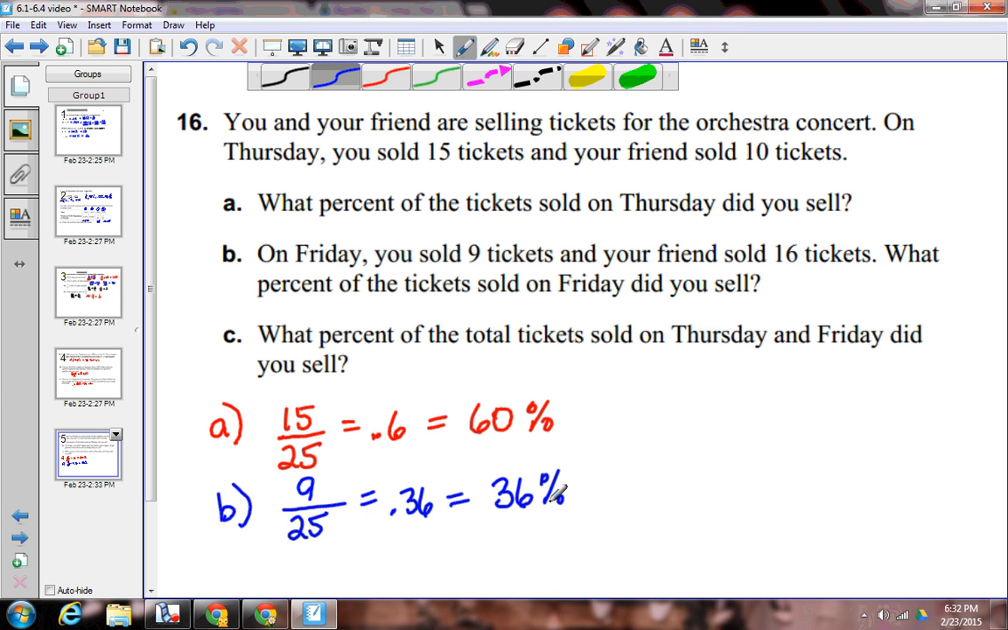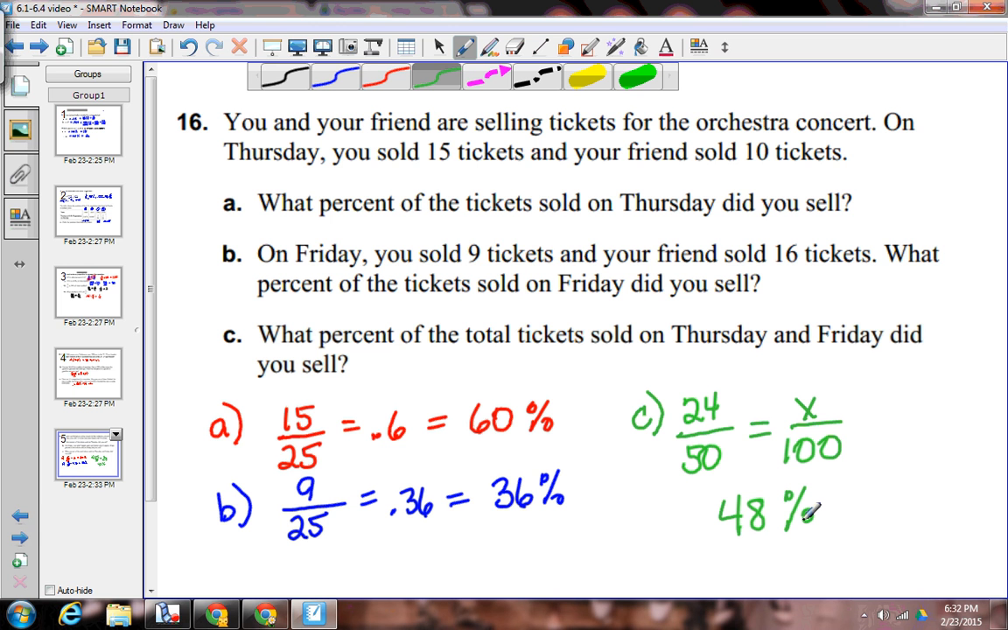And then for C, you're getting a combination of both days. So similar, but we need to add up the parts that you sold. The 9 plus the 15 is 24 out of the total of you and your friend for both days, which is 50. Pretty easy in this case to use a proportion because we're just raising that up to 100. So we would multiply by 2 to get our answer of 48%. So over the course of the 2 days, you sold 48% of the tickets.